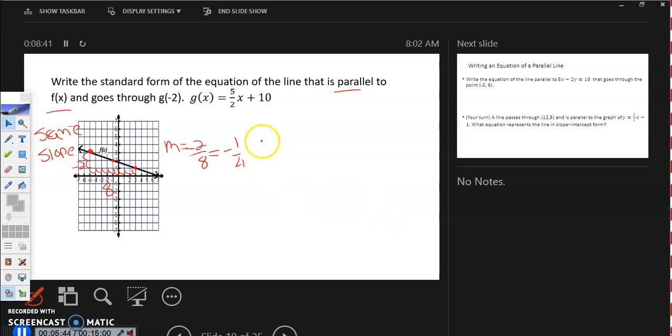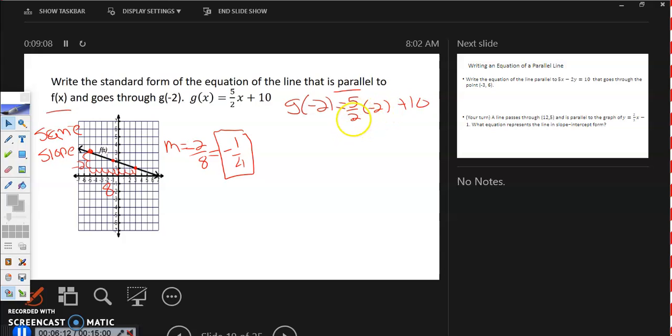All right, so now knowing the slope, we need to know a point that we pass through so we can use our point slope formula. So let's plug in our negative 2 in place of x so that we can get an output to go with that, so that we then have an xy pair. We're going to rewrite this equation, g(x), and instead of x, we replace the x with a negative 2: equals 5 over 2 times negative 2 plus 10.